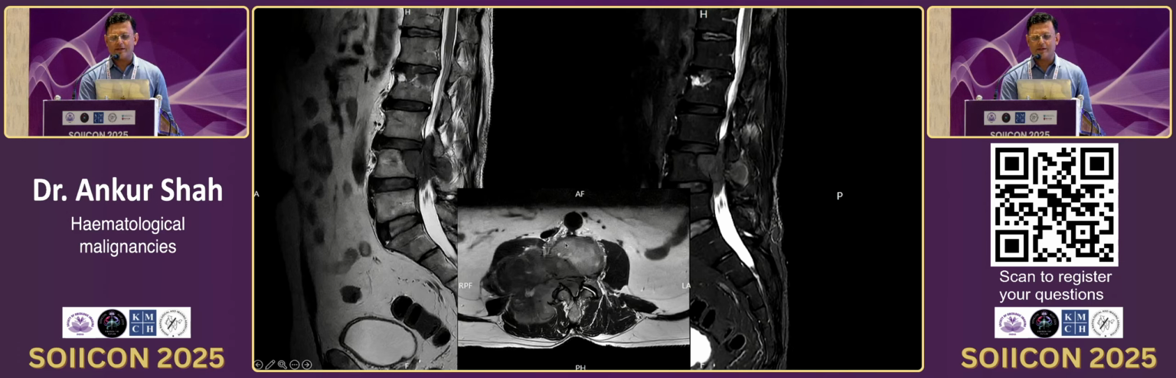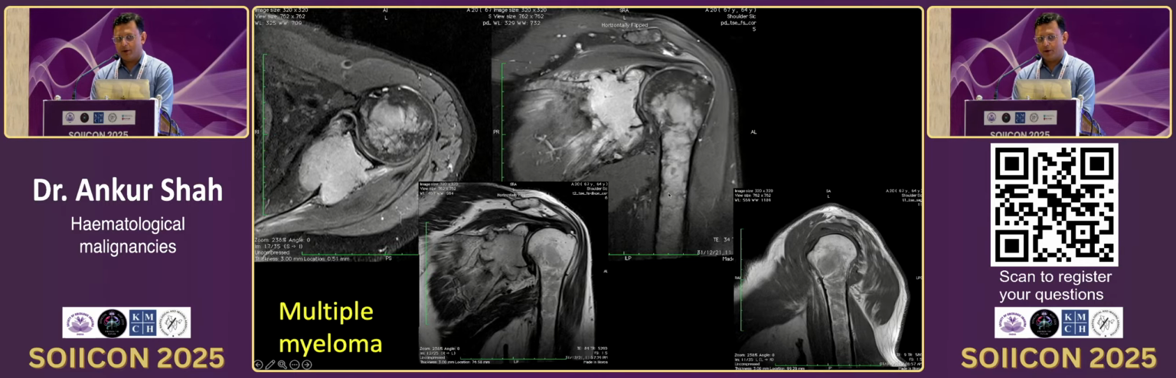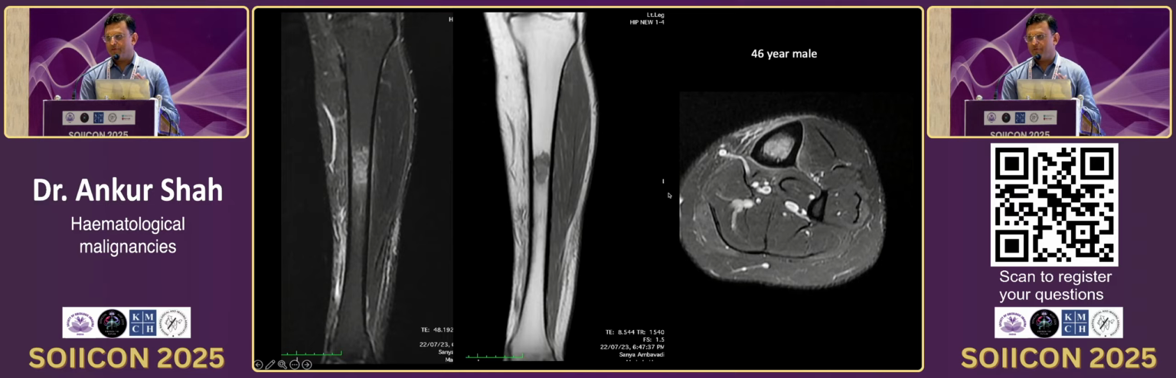Here, there is a large lesion involving the pedicle with soft tissue component, and that turned out to be a multiple myeloma. So they can be having significant overlapping features. Again here, a focal lesion involving the scapula with glenoid involvement, soft tissue component, and a diffuse involvement in the humerus. And again, on biopsy, it turned out to be multiple myeloma. So be aware of various presentations.